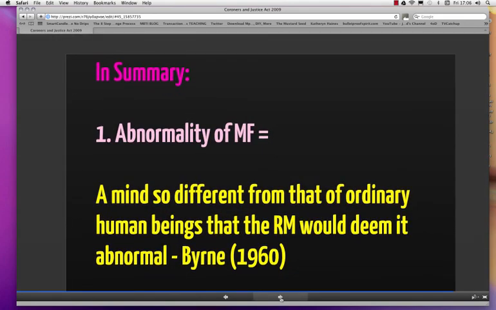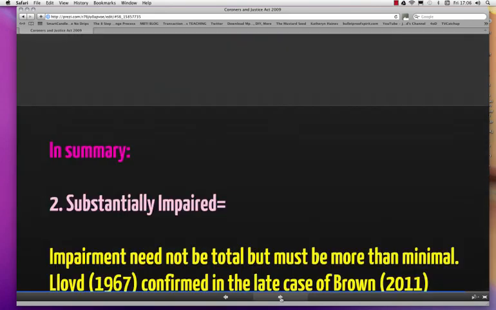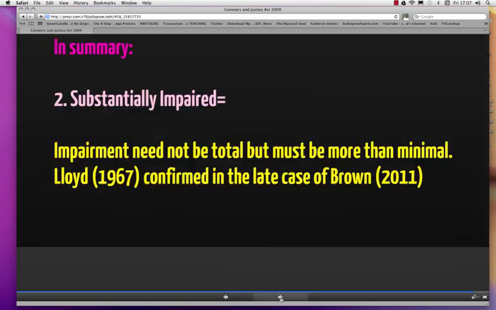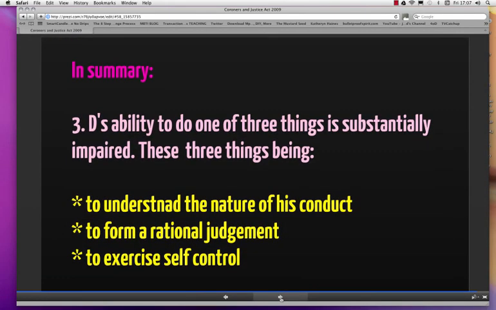Okay, in summary, 1. Abnormality of mental functioning. A mind so different from that of ordinary human beings that the reasonable man would deem it abnormal, Byrne being the authority case. Point 2, in summary, substantially impaired. Impairment doesn't have to be total, it's got to be more than minimal. Lloyd confirmed in the later case of Brown. Remember, it's one of those three things. So, substantially impairs the defendant's ability to do one of three things.